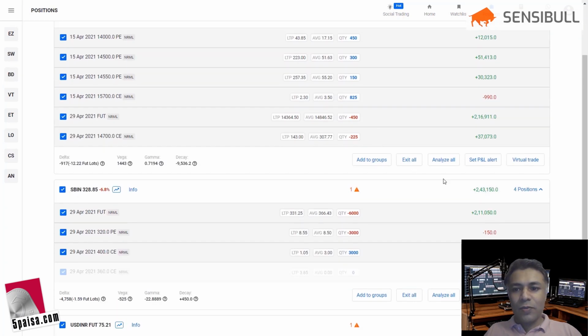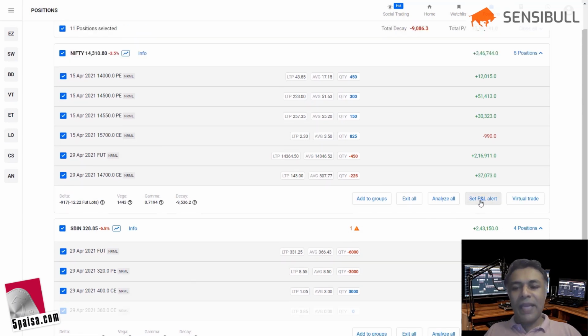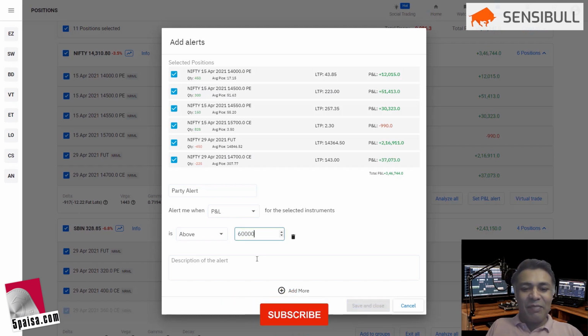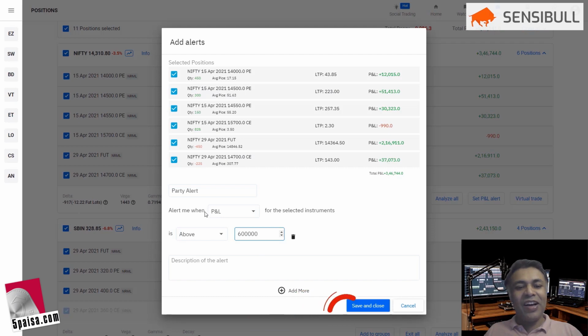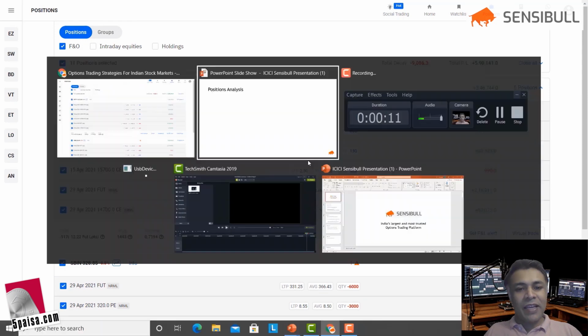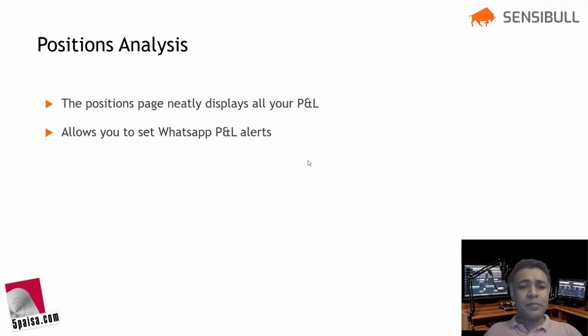You can also trade right from here. You can also set a P&L alert on your position. So if I want a party alert, if my P&L goes above 6 lakhs, please tell me that it is happening, right? So I can just do save and close, and it will let me know on my WhatsApp number when my P&L hits that number. So I can also set a P&L alert, and that's how it works. Let's see what else we have here.